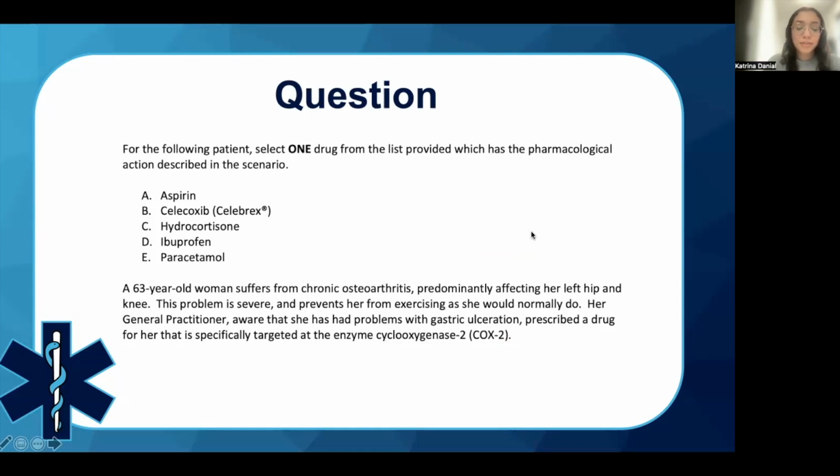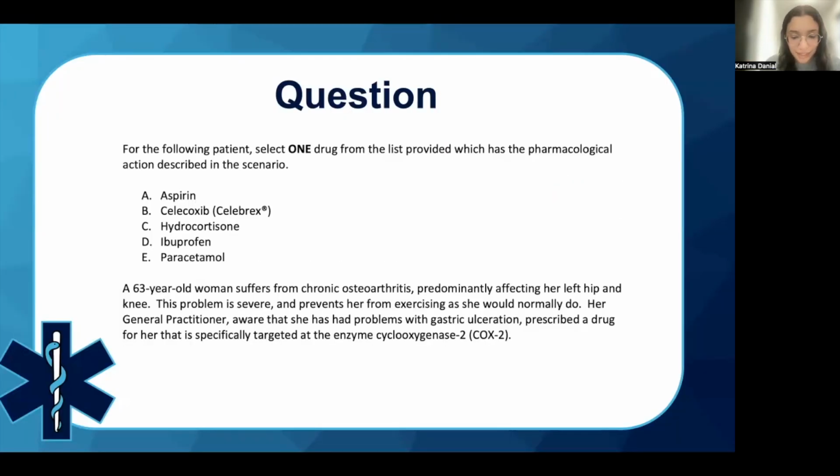A 63-year-old woman suffers from chronic osteoarthritis, predominantly affecting her left hip and knee. This problem is severe and prevents her from exercising as she normally would. Her GP, aware of these problems, aware that she has had problems with gastric ulceration, prescribed a drug for her that is specifically targeted at COX-2. What medication is this?